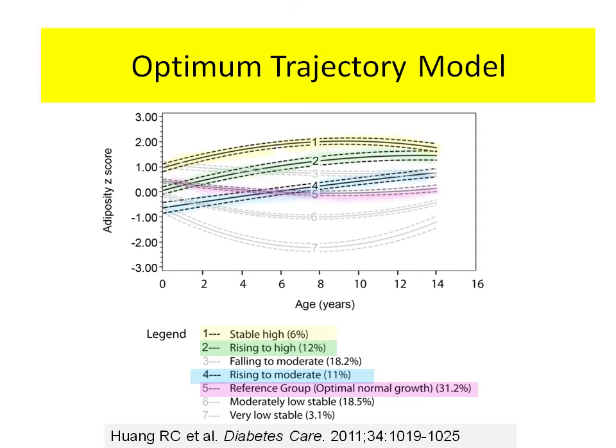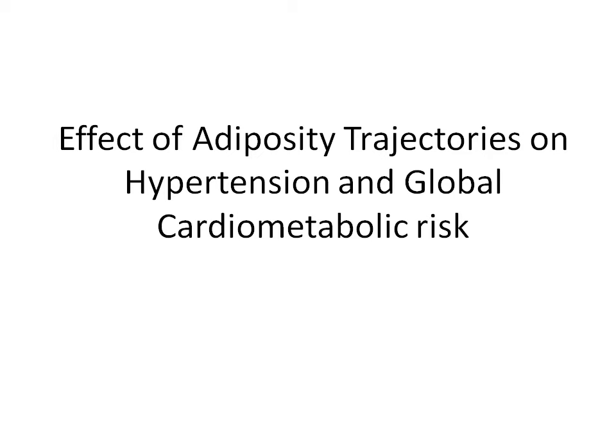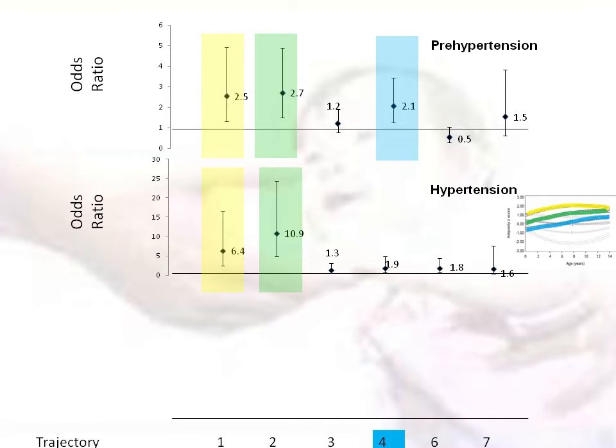A similar picture was seen when this was related to prehypertension and hypertension, which were both categorised according to J&C criteria. You can see that there was an increased risk in the yellow, green and blue groups for prehypertension and hypertension, as well as for the global cardiometabolic risk, which was measured by the risk cluster analysis.